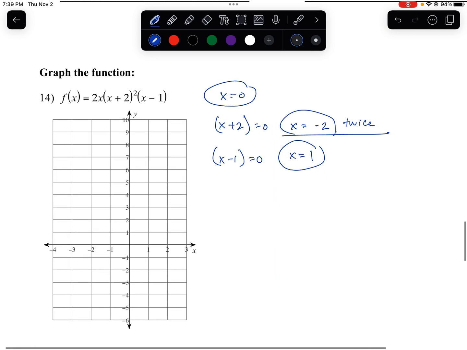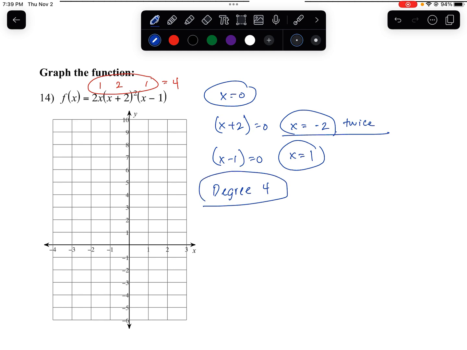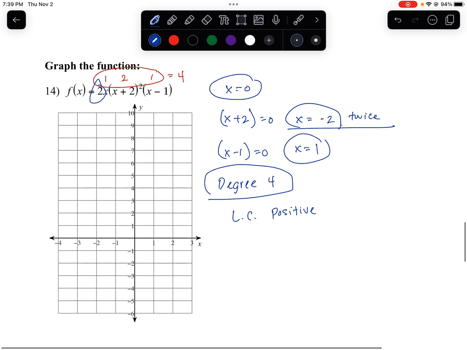Also note, this factor right here is degree 1. This one's degree 2. This one is degree 1. So if this is degree 1, degree 2, degree 1, if I add those degrees together, I get 4. So this function will be degree 4. And it has a leading coefficient of 2, which is positive. So I have an x-intercept at 0, an x-intercept at 1, and at negative 2.